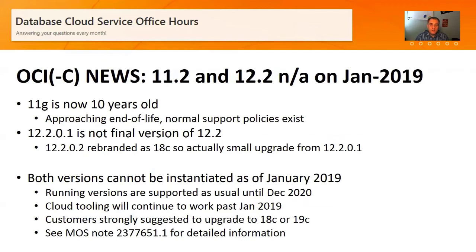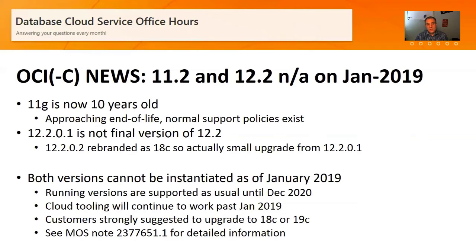Breaking news, at least interesting news, both on OCI and OCI Classic. The versions 11.2 and 12.2 will not be available starting January 2019. So in a couple of months, we are now at April, so in about 8 months, 11.2 and 12.2 versions will not be available in the cloud anymore for new deployments. Existing deployments will still be there, will still be available for support, just like normal support policies still exist, but you are not able to create any new 11.2 or 12.2 environments.